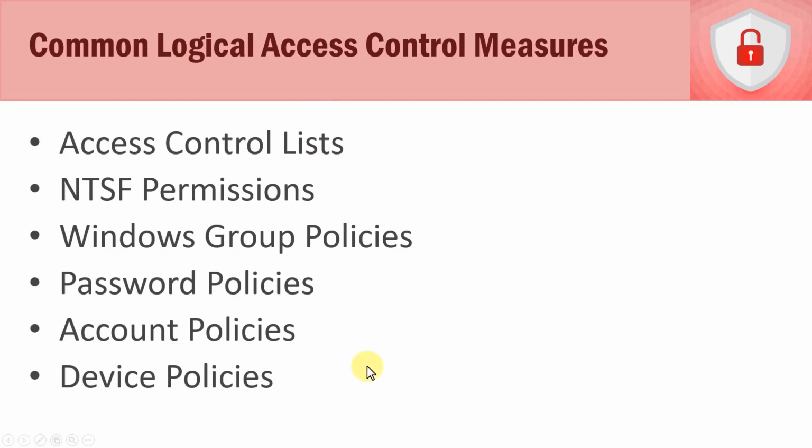Now let's take a look at some logical access control measures. Access control lists. So access control lists on our devices, on our switches that are manageable, our routers, our servers, and so forth. NTFS permissions on our Windows machines, so proper file permissions. Windows group policies in place on our Active Directory domain. Effective password, account, and device policies in our systems and on our software. So those are some examples of logical access control, and we're going to be talking about logical access control later in the course.